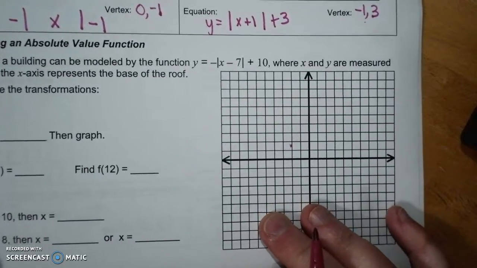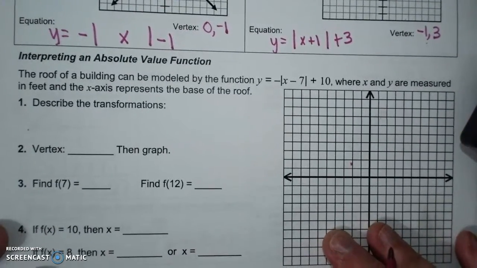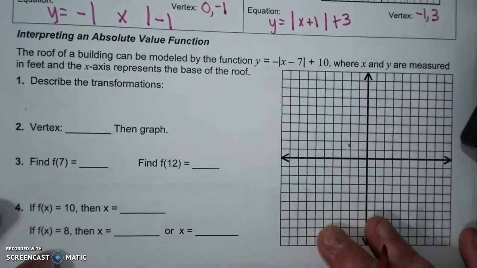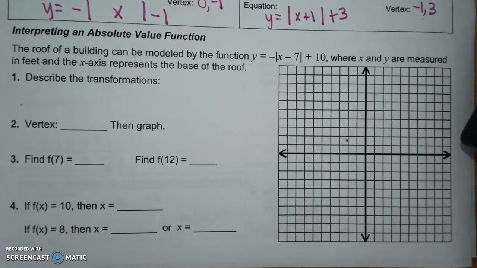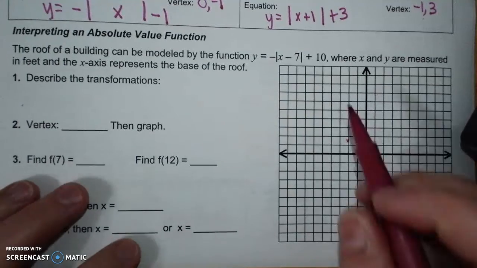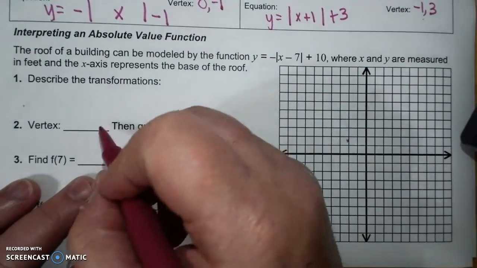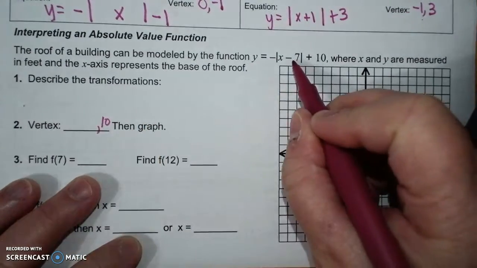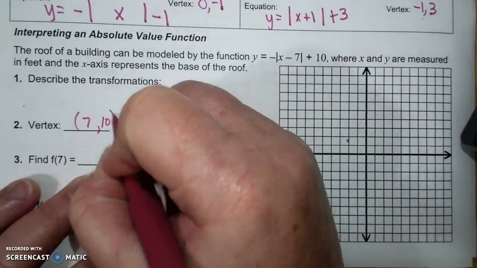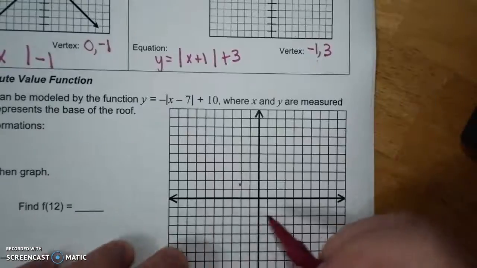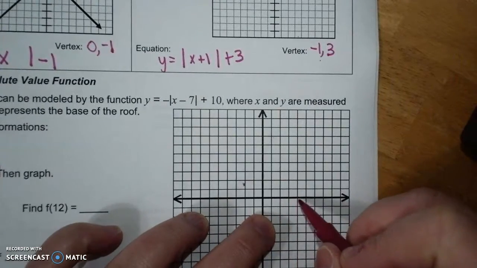So right here it says interpreting an absolute value function. The roof of a building can be modeled by the function, where x and y are measured in feet and the y-axis represents the base of the roof. I want the vertex. So my vertex comes from here, and my vertex is at (7, 10).